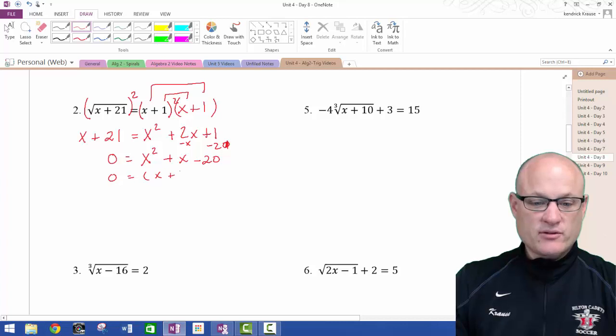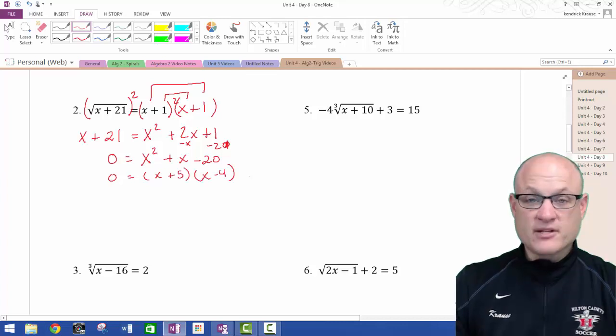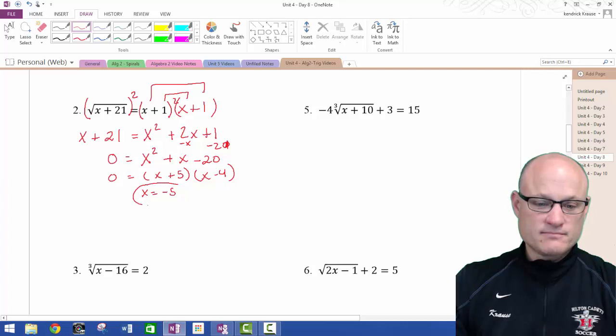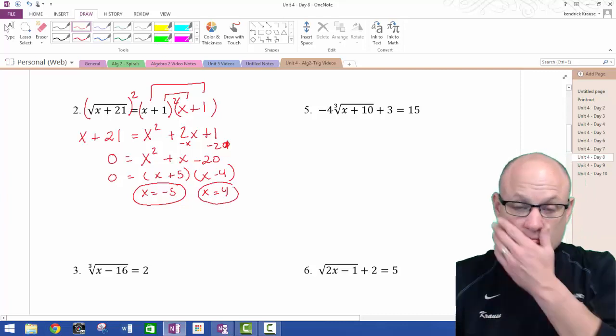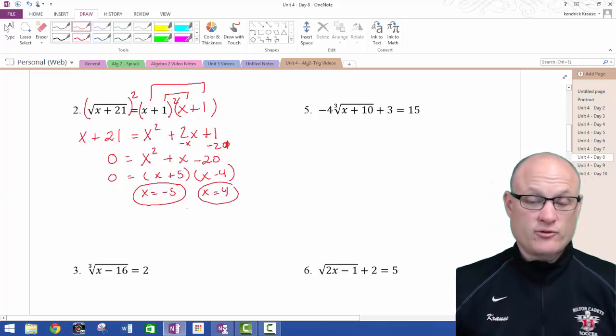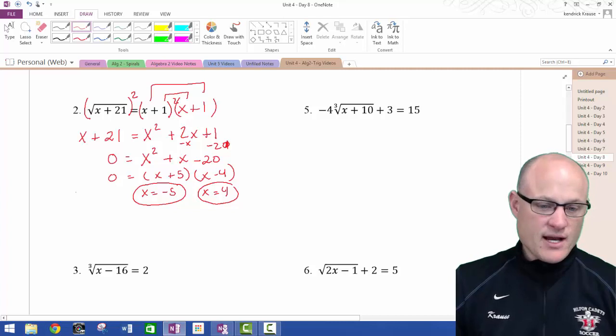X plus 5, x minus 4, they factor. Gives me two solutions. X equals negative 5, and x equals positive 4. You must check your solutions. So let's try it. We'll check right over here.